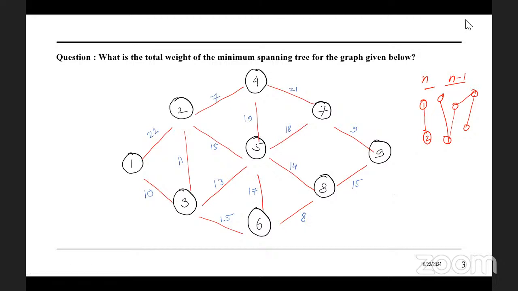So the question covered in this module is: what should be the minimum total weight of the spanning tree for the graph given below. From this graph, we have to find the minimum weight of a spanning tree that can be formed. There are two algorithms by which we deal with these kinds of problems. The first being Kruskal's algorithm, and the second being Prim's algorithm.